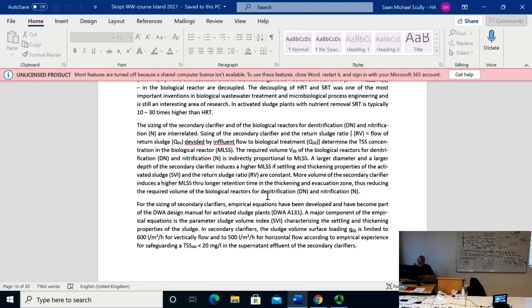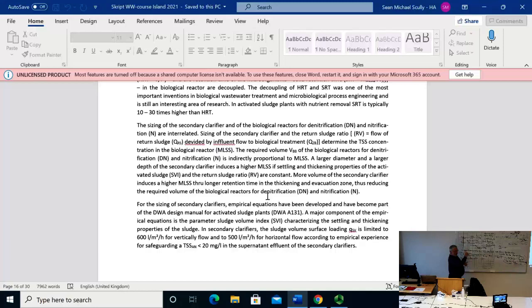But we get back to that, and therefore, if I change any of those parameters, for example, if I have a higher sludge volume index, if the settling characteristics are not so good, I will have a higher sludge volume with the same total suspended solids.